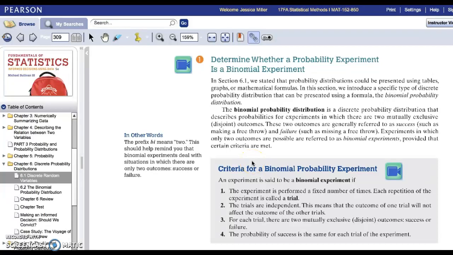Hello Math 152 students. In this video, we're going to take a look at section 6.2 and try to understand a binomial experiment and how to use StatCrunch to calculate probabilities.